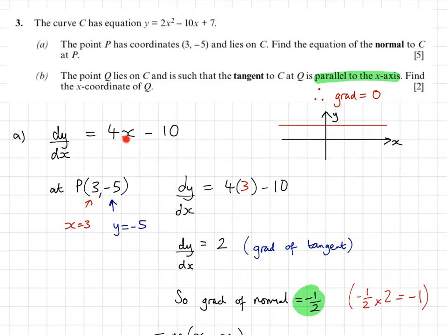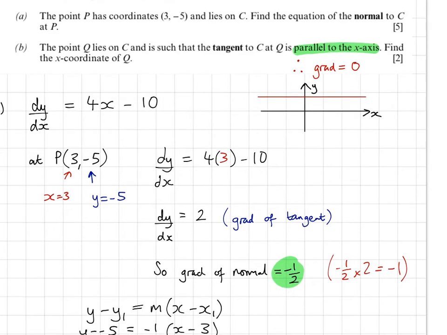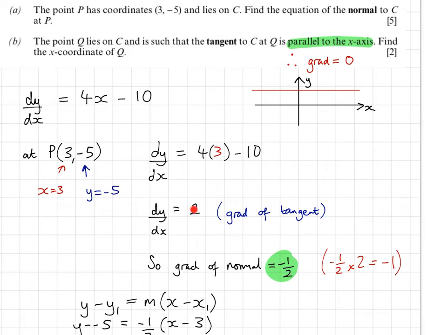So the differential is 4x minus 10. At this point P, 3 is the x value, so I'm only subbing in the 3. The minus 5 is irrelevant, it doesn't do anything. So we get 4 times 3, which is 12, take away 10, gives me a gradient of 2, but that will always find the gradient of the tangent. To find the gradient of the normal, it's always got to be whatever that is, times it by that to make minus 1, the condition for being perpendicular, as we've already talked about.